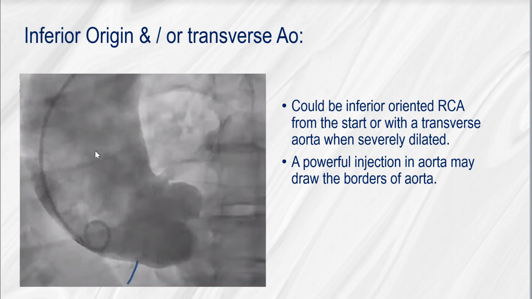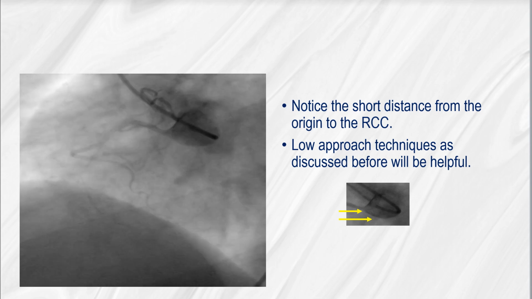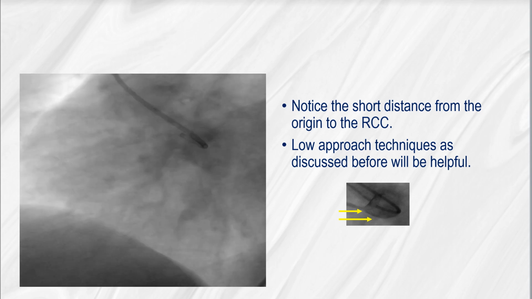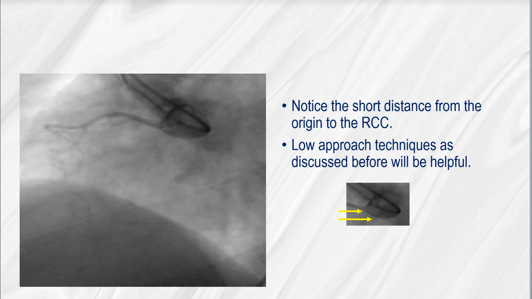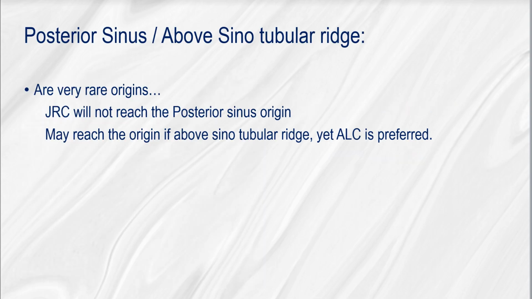A powerful injection in the aorta may draw its borders. Notice the short distance from the origin to the right coronary cusp. Low approach techniques, as discussed before, will be helpful. Origin from the posterior sinus or above the sinotubular ridge is very rare. A Judkins right catheter may reach the origin if above the sinotubular ridge, yet an Amplatz left catheter is preferred.